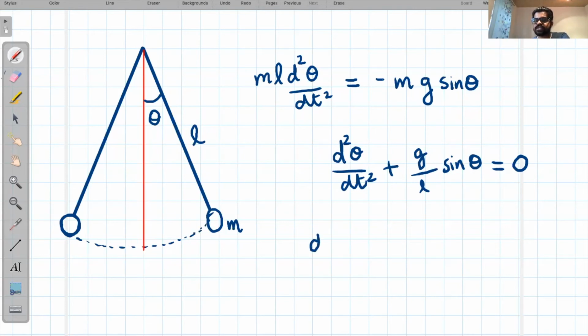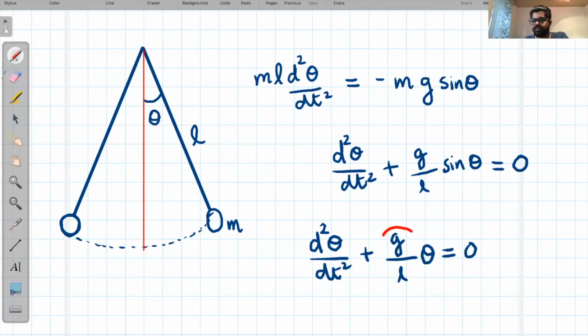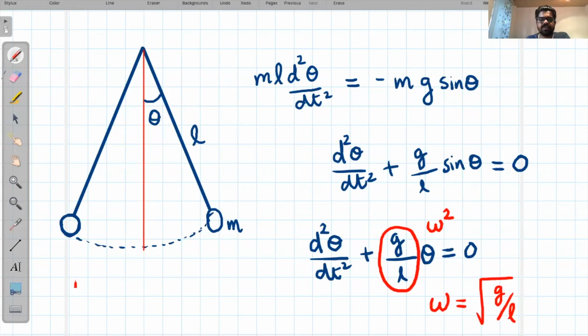Under this approximation, we rewrite this as d square theta over dt square plus g over L times theta is equal to 0. This is the differential equation for a simple harmonic oscillator, and we identify this, g over L, as omega squared, where omega is the angular frequency given by square root of g over L. And from this, we find the time period, which is 2 pi over omega, which is 2 pi square root of L over g.